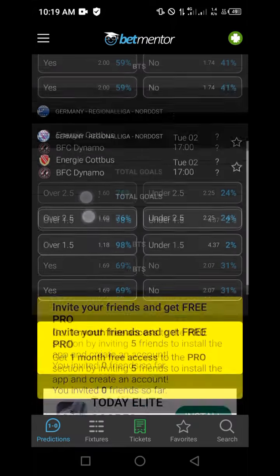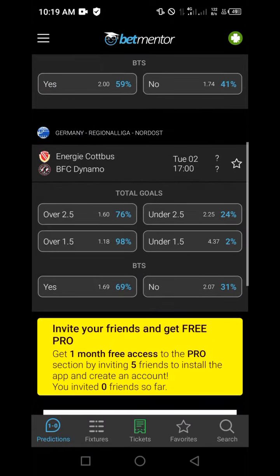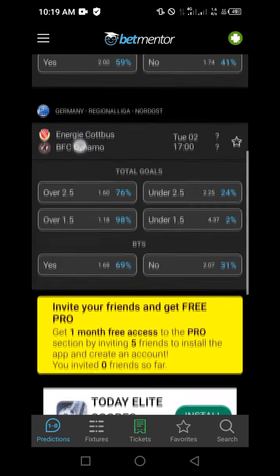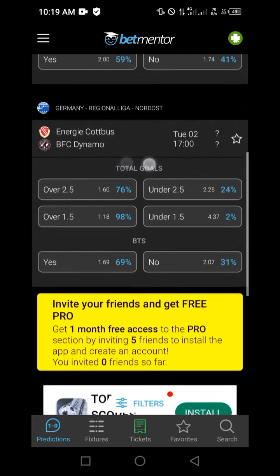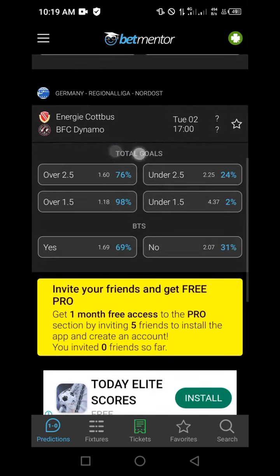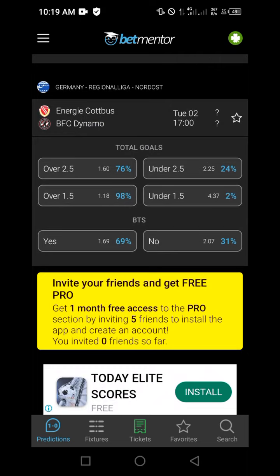As an example, I will come to this area that says Germany Regionalliga Nordost. As an example, this is a match between Energie Cottbus and BFC Dynamo. Here you are going to see that this section that says total goals has been highlighted. Because they have set total goals here, we already have in mind that they have predicted this particular match as the under goal category.